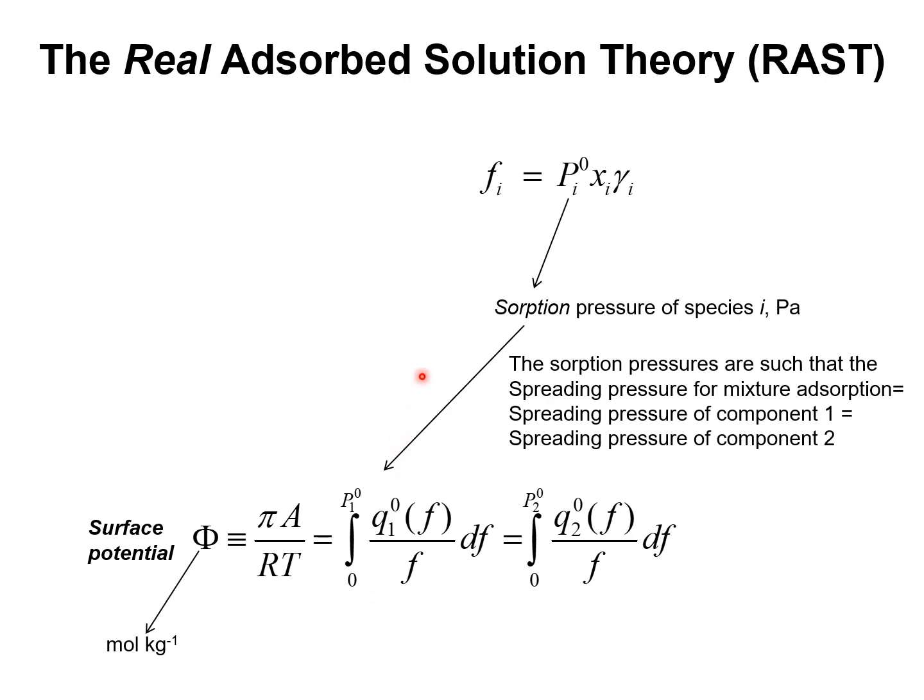In order to quantify the deviations from the ideal adsorbed solution theory for the 4 different scenarios highlighted in the foregoing slides, we need to introduce activity coefficients gamma i for each of the guest constituents. The introduction of activity coefficients into this expression results in the theory that is termed the real adsorbed solution theory. The adsorption pressures are calculated in precisely the same manner as for the IAST. Indeed, the surface potential and the adsorption pressures are the same as for the IAST calculations.